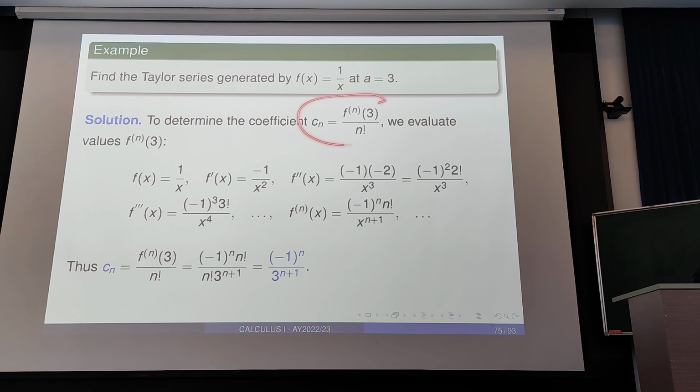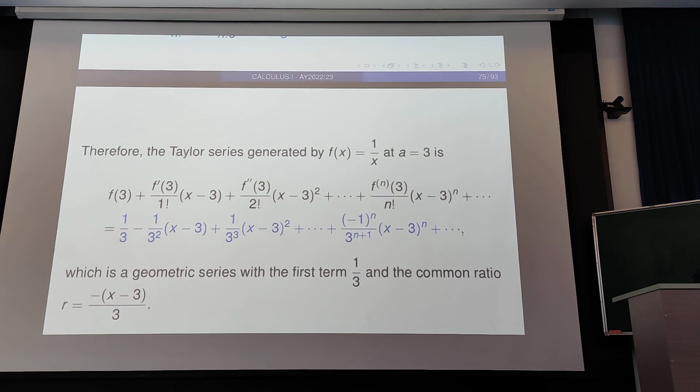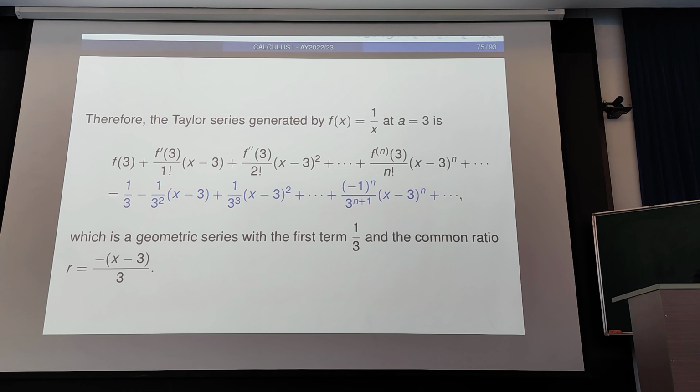So you know, when you find the coefficients precisely, you already define the power series. So you can see here the Taylor series generated by this function at a equal 3 is written in this form.